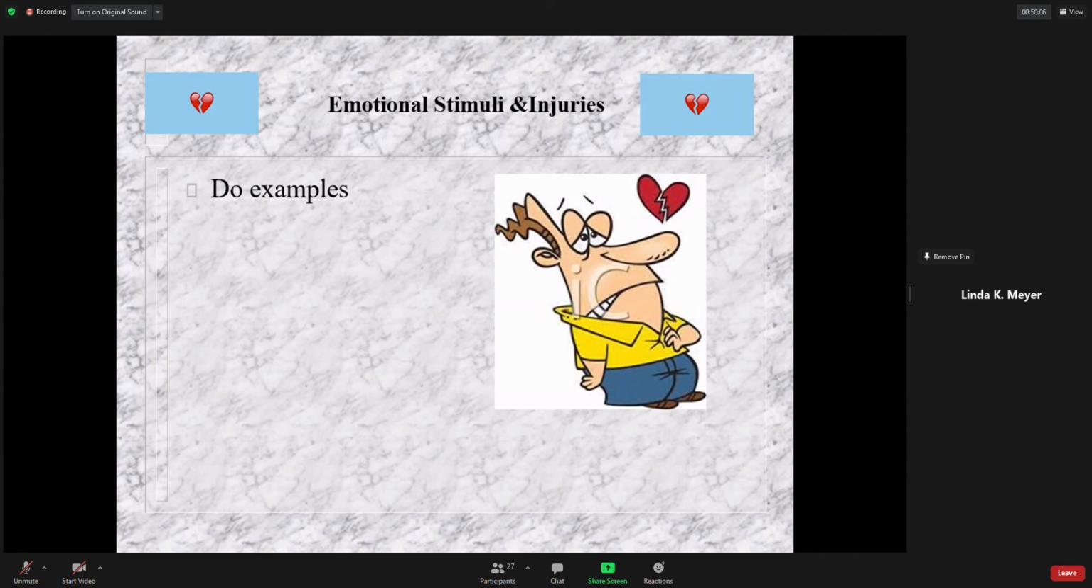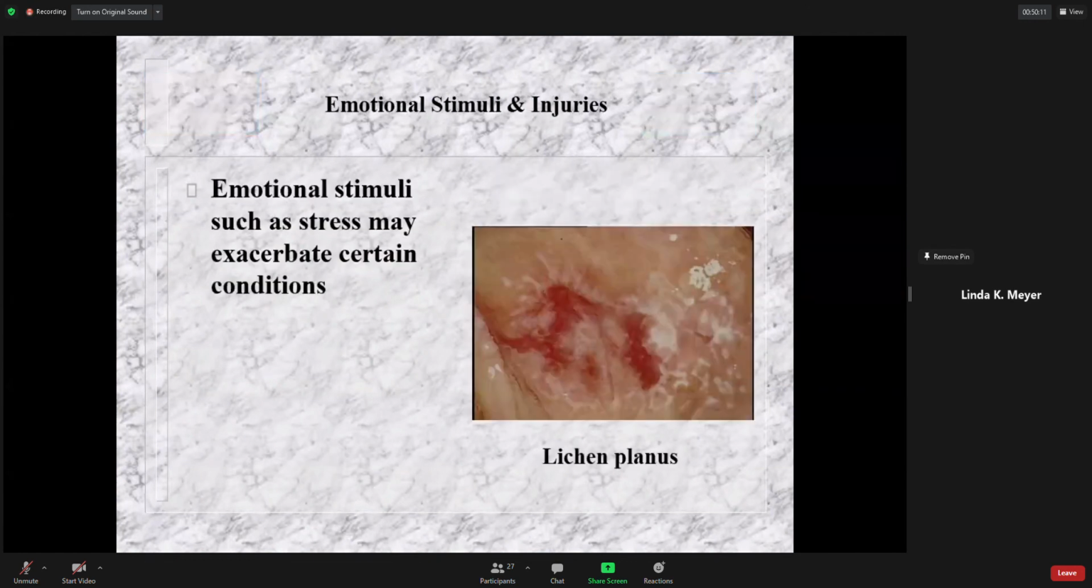And some of these emotional stimuli may just be more like predisposing factors. For example, I mentioned this disease that we'll be talking about called lichen planus that has oral manifestations, and it's linked to an unclear immune mechanism, but it can flare up from emotional stimuli.